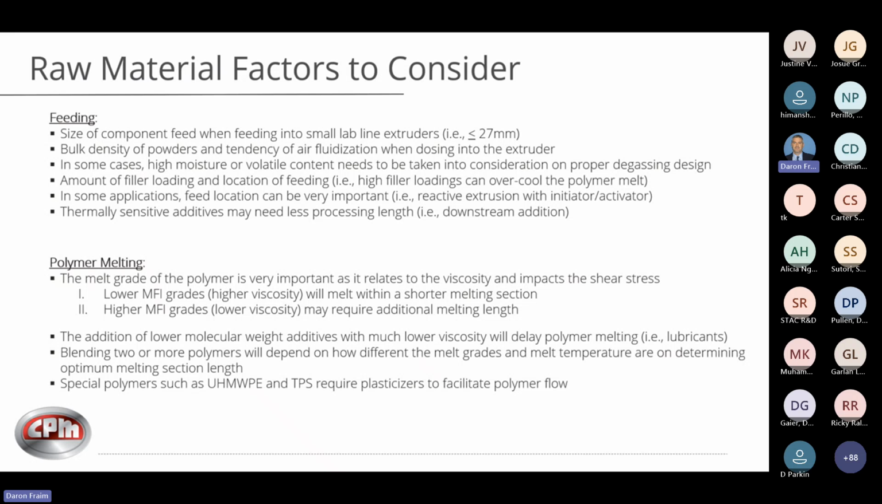Bulk density of powders, they'll tend to fluidize. If they're very low bulk density, you may struggle on feeding. Again, utilizing those high volume elements. High moisture or volatiles, you need to take into consideration on degassing. The amount of filler loading and location of feeding. And so again, as I touched on earlier, the high filler loadings can overcool the polymer melt. In some applications, feed location is very important.